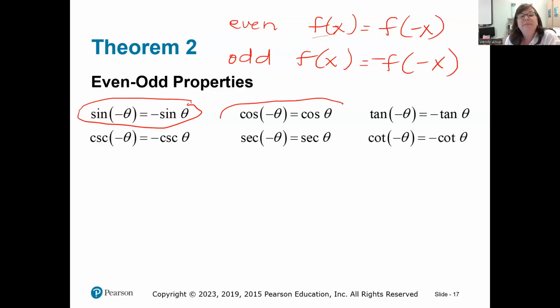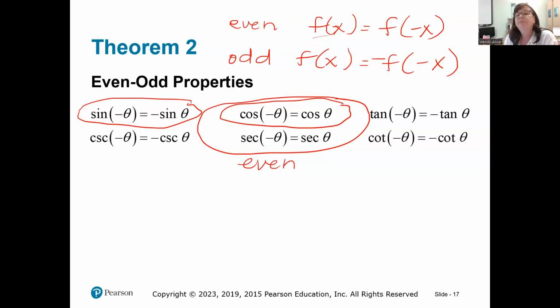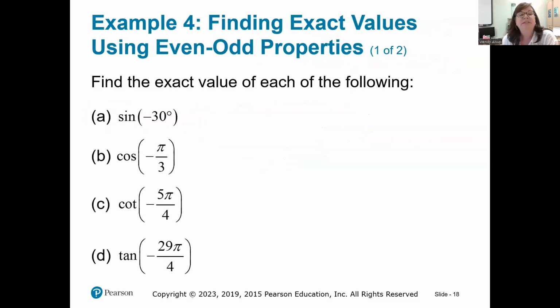Cosine is even. If you plug in opposite thetas, you still get out the same cosine. Okay? Tangent is odd. Everybody is odd except cosine and its reciprocal. Everybody else is odd. These are the only two that are even. Okay? All right, so let's evaluate some of these.